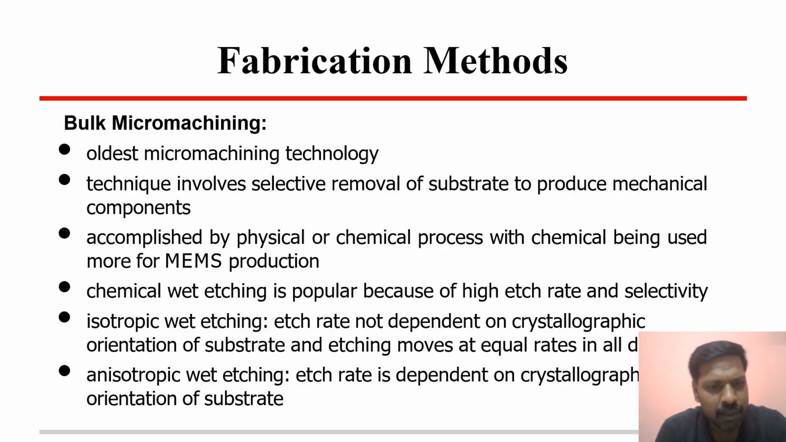Next one is fabrication methods. Bulk micromachining is the oldest MEMS fabrication method. In this method, parts of the silicon substrate are selectively removed to create mechanical structures. Wet chemical etching is commonly used because it is fast and selective. Etching can be isotropic or anisotropic.